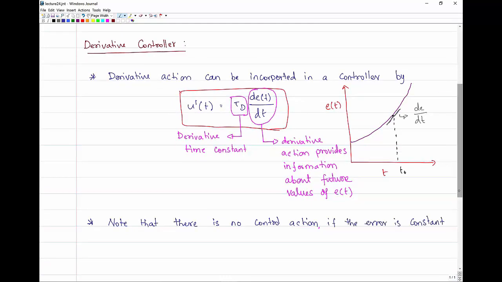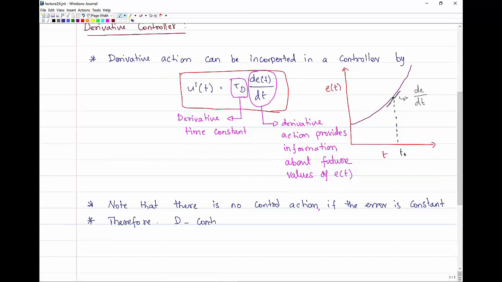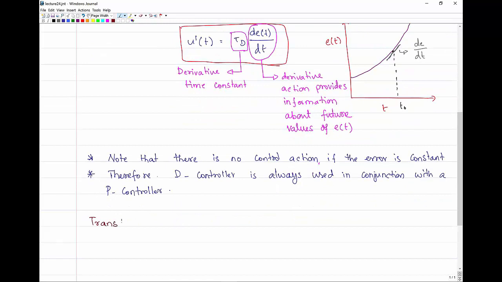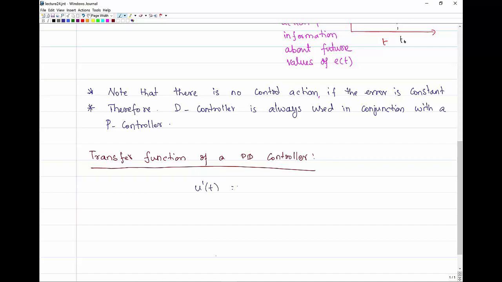In other words, when E of t is a constant, the derivative is going to be 0, and therefore the output of a derivative controller is 0. In other words, if the control error is constant, the derivative controller will take no action, and therefore it will not be able to remove offsets between the set point and the control variable, unlike the integral controller.